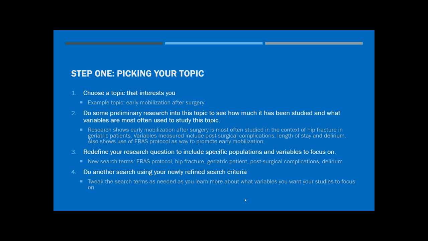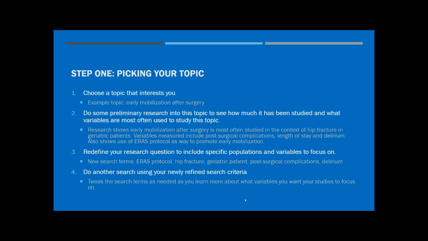Just choose some of the variables that seem like they have been studied a bit and include those in a new search so that you can find more studies on those variables, because you want some studies that have related features that you can compare and contrast.